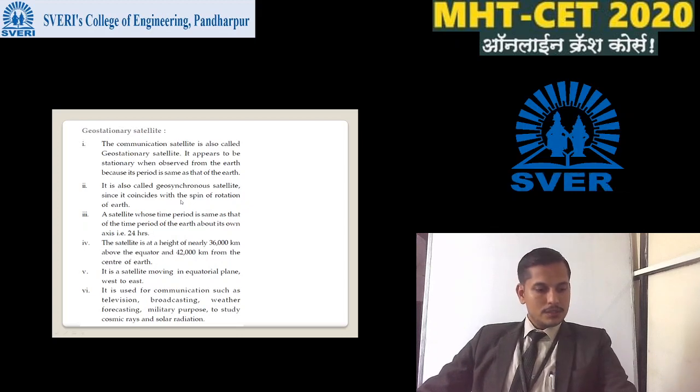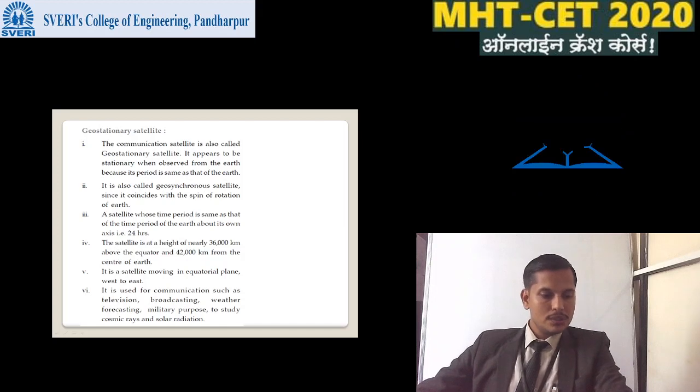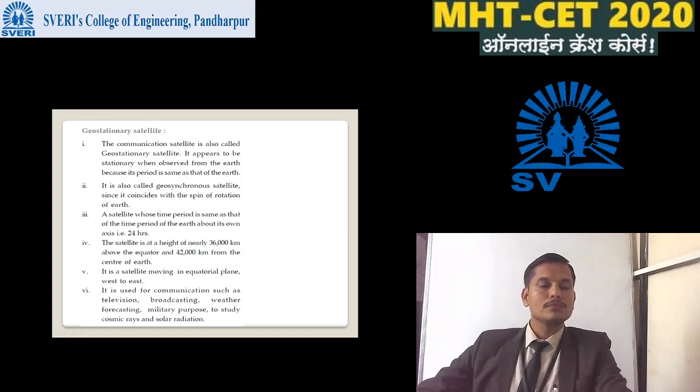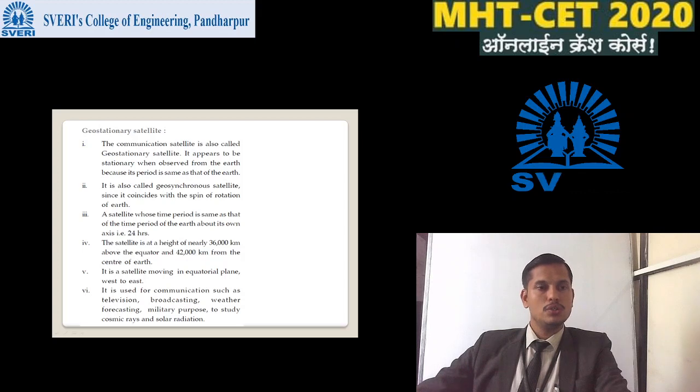Next is geostationary satellite. So geostationary satellite, if we consider the communication satellite, is also called a geostationary satellite. It appears to be stationary when observed from the earth because its period is the same as that of the earth. It is also called a geosynchronous satellite since it coincides with the spin of rotation of earth.